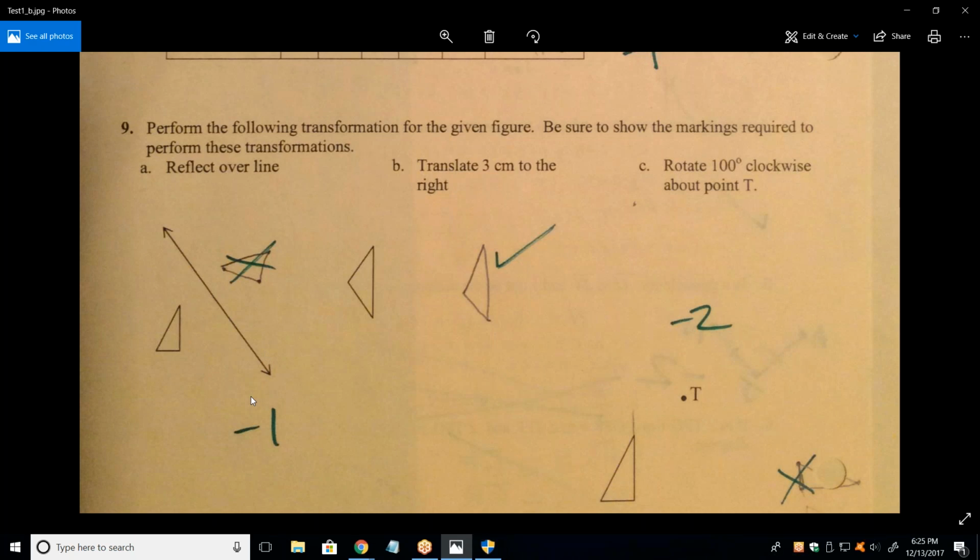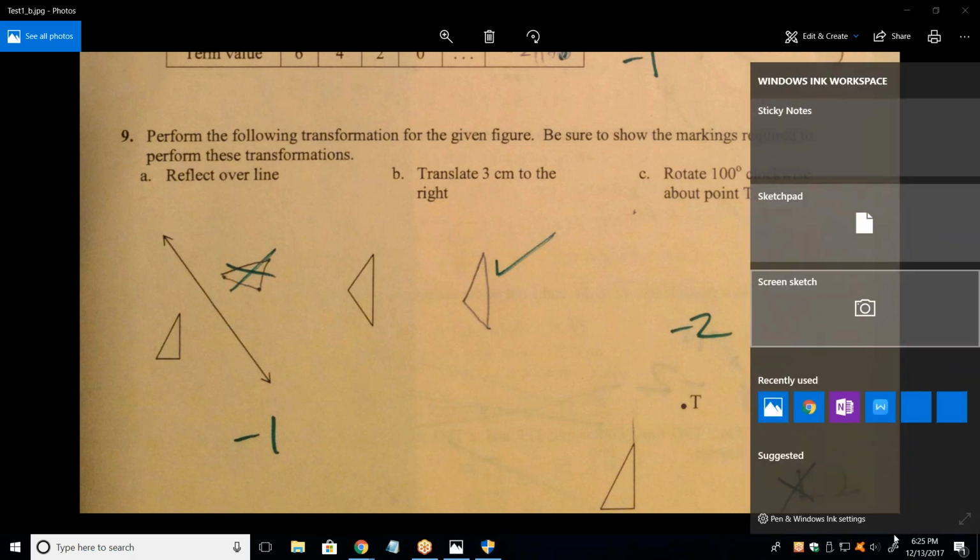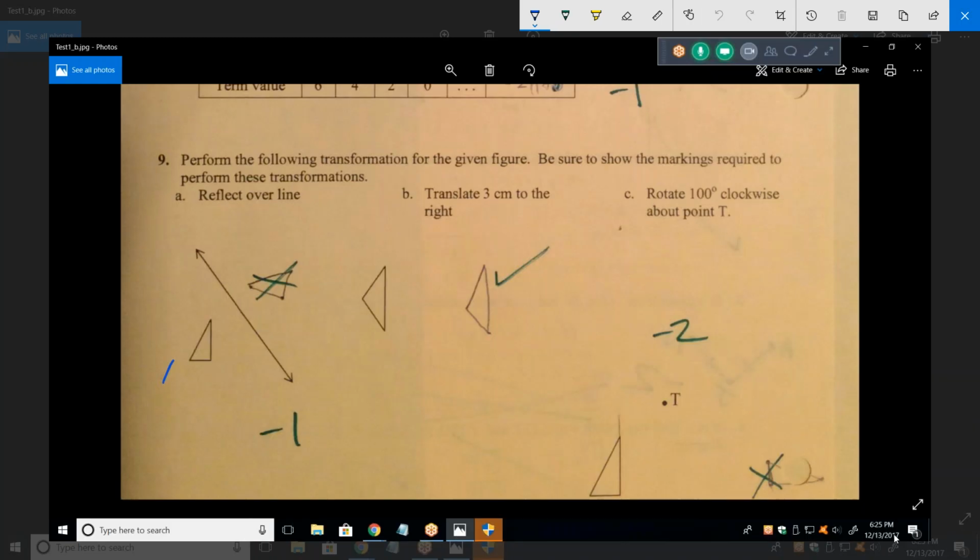What's wrong with your answer? Okay. On the first one, it's not reflected properly. What you have to do is, let's label this. The way to do these is to label your points, your vertices. I'm going to call that A, B, and C. Whatever ends up on the other side is A prime, B prime, C prime.